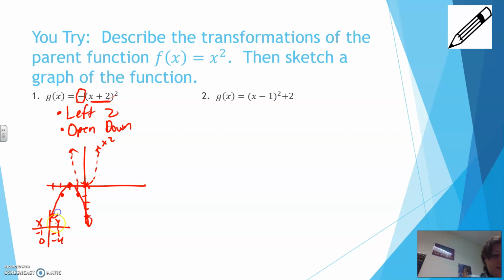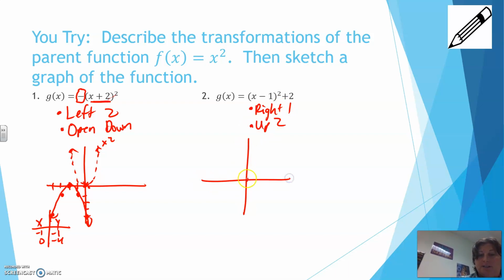So you can see that it actually has the same width. It's just going to be upside down. Okay, last but not least, if I look at this one, you should have had right 1, up 2. And again, if I take the parent graph, I go right 1, up 2.